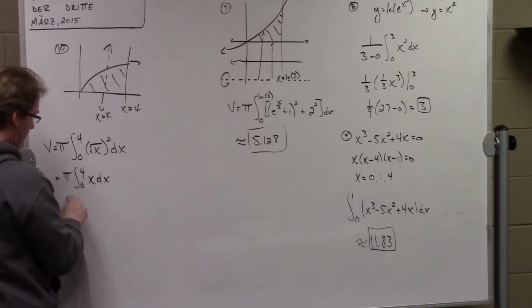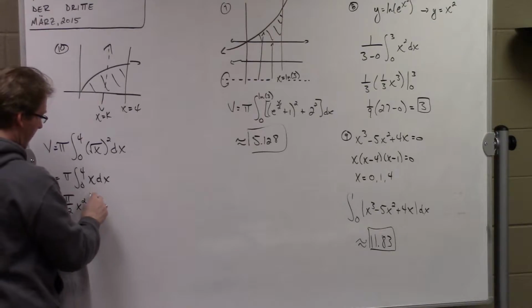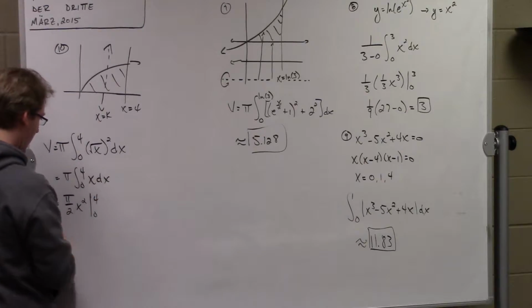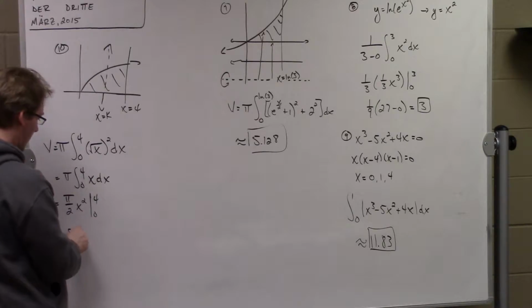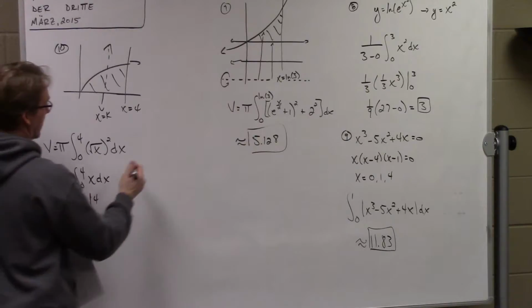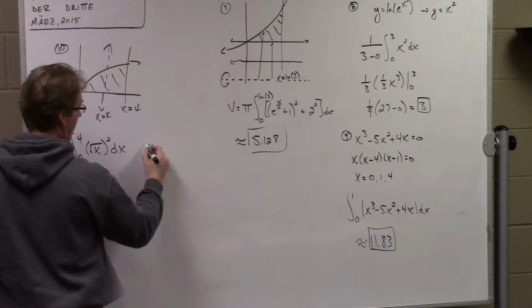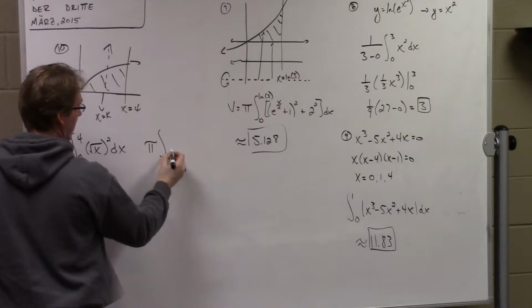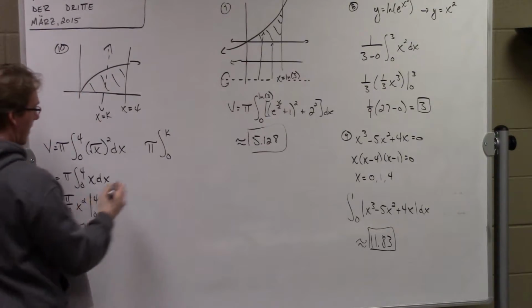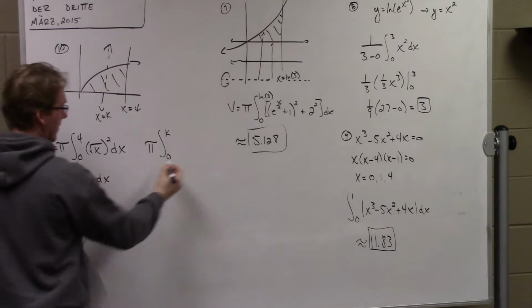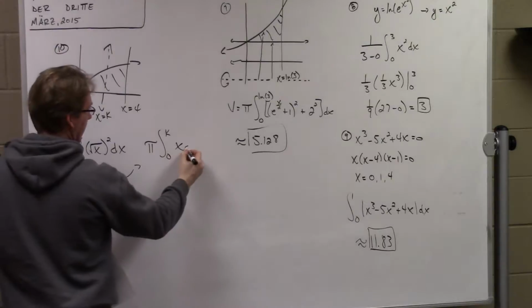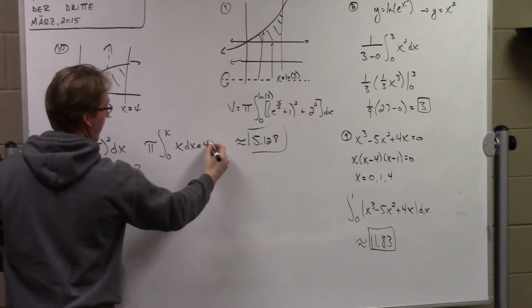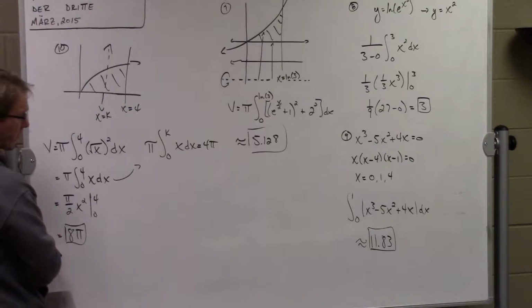Antiderivative is going to be 1/2 x squared, so we get pi halves x squared from 0 to 4, which gives us 4 squared is 16, half of that is 8, so 8 pi minus 0, or 8 pi. So what I need to do is the same volume, pi from 0 to k of that, square root of x squared dx, and I need that answer to be 4 pi, half of whatever the volume is.